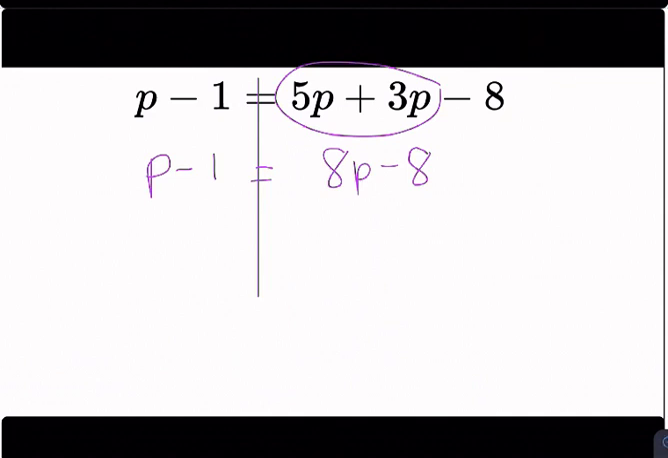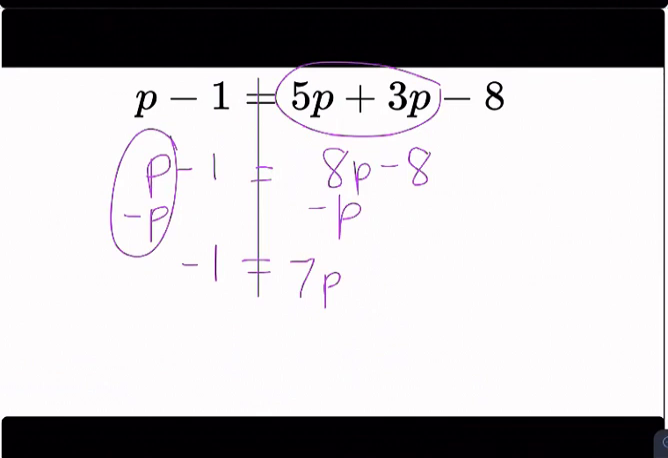So I'm going to take away the positive p from this side. To get rid of a positive, I want to add a negative or even just subtract a positive. So I'm going to subtract p from each side. I'm going to be left with negative 1 there because that makes a 0 pair, and 7p minus 8 on that side.